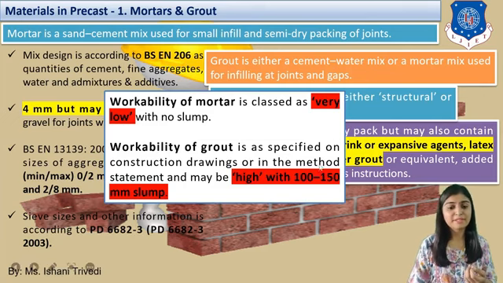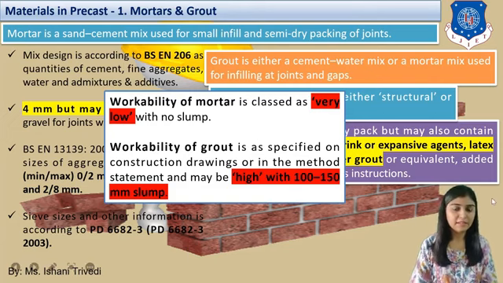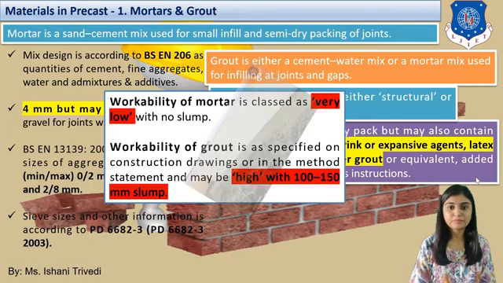Workability of grout is specified on the construction drawings or in the method statement, and it should be high, with 100 to 150 mm slump. So both of them will be reverse, opposite of each other. Mortar will have 0 workability and the grout will have high workability. You know about these terms. If you perform the slump test, then these are the values which you get.